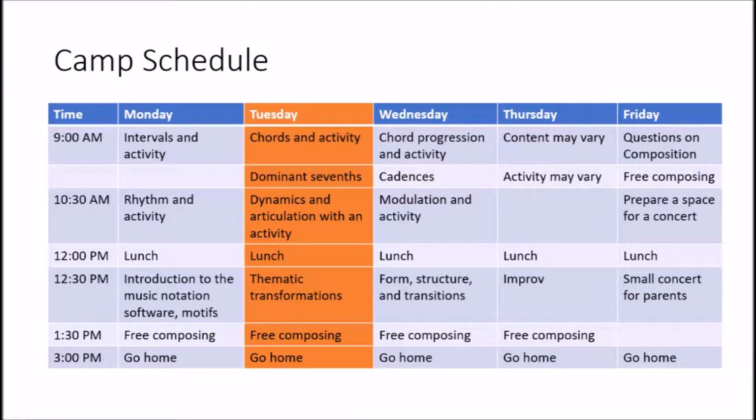From 9 to 9:30, I'll teach the campers the four basic types of triads: major, minor, augmented, and diminished, and I'll also teach the dominant seventh chord as well. I'll tell them that there are other sevenths as well, and there are chord extensions beyond the sevenths, but they generally sound bad if you're new to composing, so don't use them.